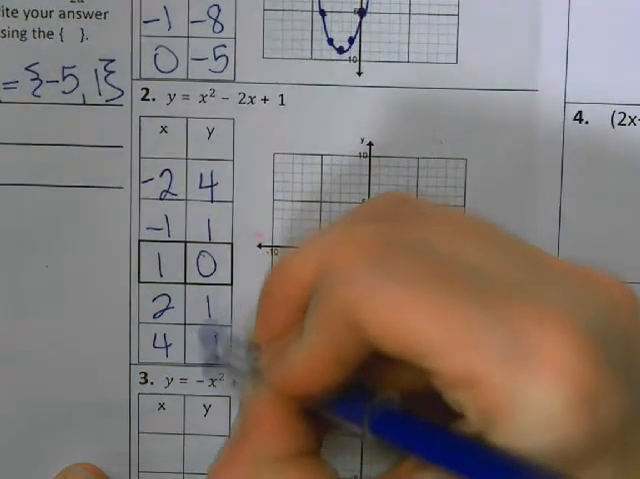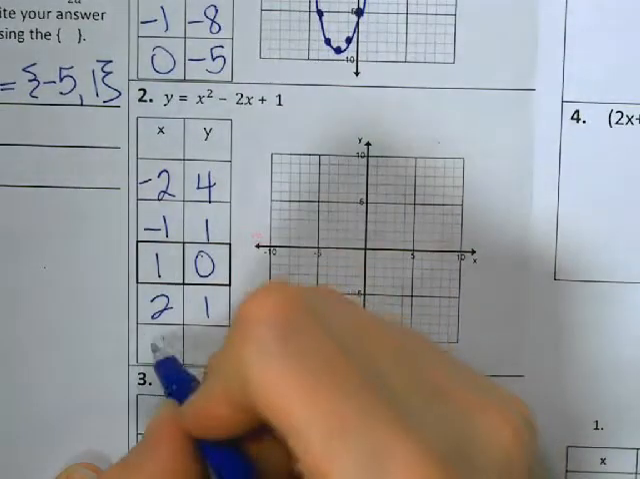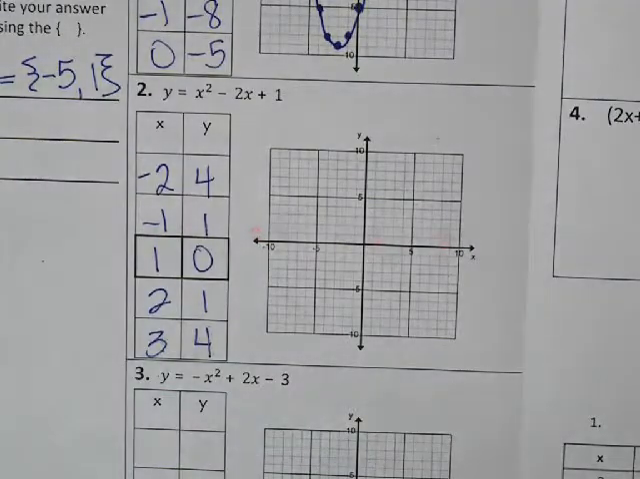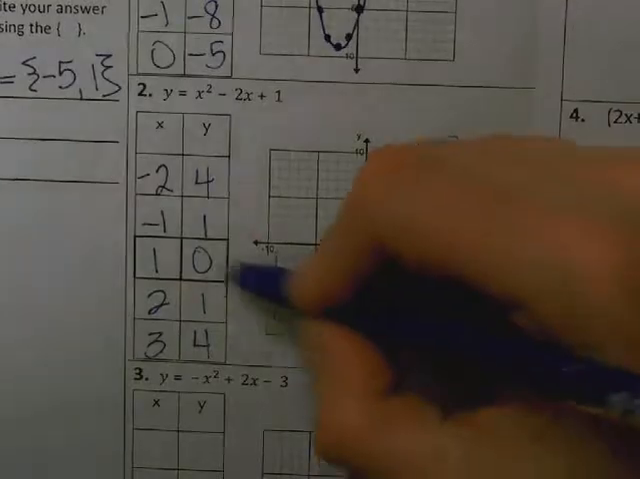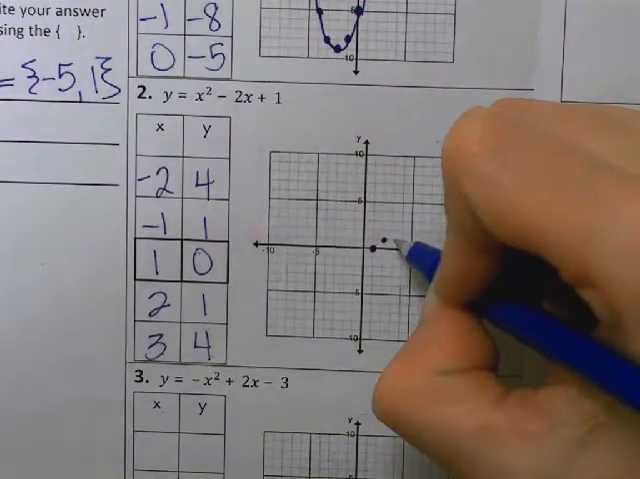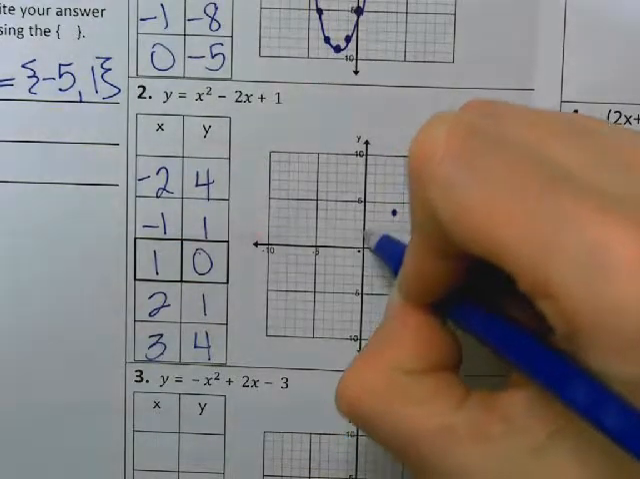That shouldn't be 9. I don't know what I was thinking here. Sorry. My brain's not all here right this second, apparently. There. Okay, so now my table is correct. Now I'm going to graph my points. Remember, I always start in the middle. So (1, 0), (2, 1), (3, 4), and then -1.